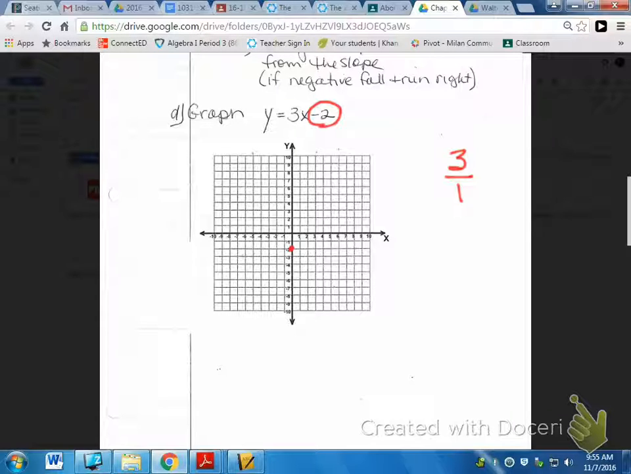And I always like to write rise and run out in front, because it tells me exactly what to do. So from that point, which I already have graphed, I'm going to rise up 3, 1, 2, 3, and run 1. So it'd be right there. And now I'm ready to graph a line. Okay, so it would be like that.